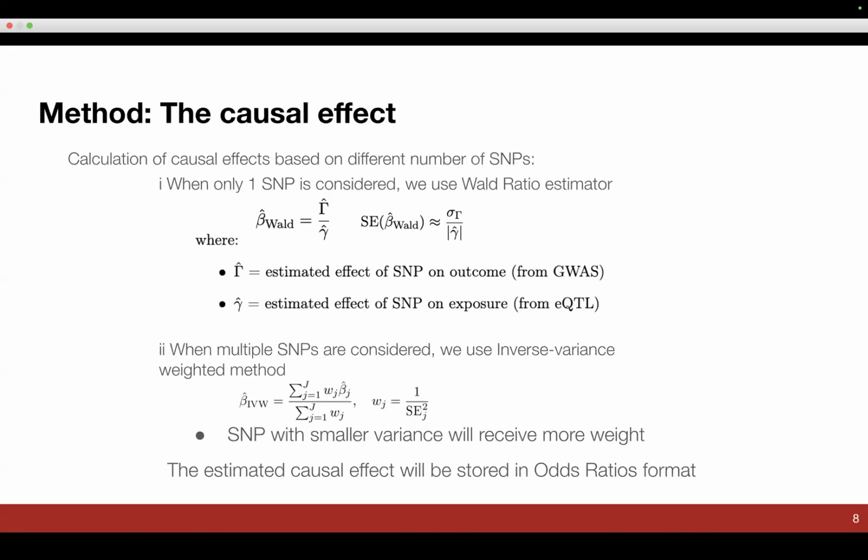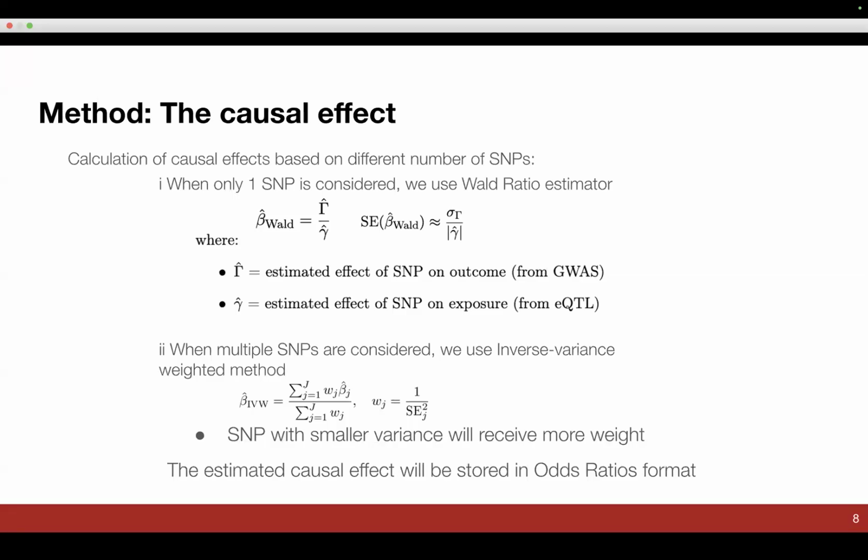So basically, I will walk you through the methods part. First of all, I'll introduce how we calculate the causal effect in this Mendelian randomization study. It depends on different numbers of SNPs. When we are only handling one SNP, or one instrumental variable, we will simply use the Wald ratio estimator. That is, we'll use the estimated effect of the SNP on the outcome divided by the estimated effect of the SNP on the exposure.